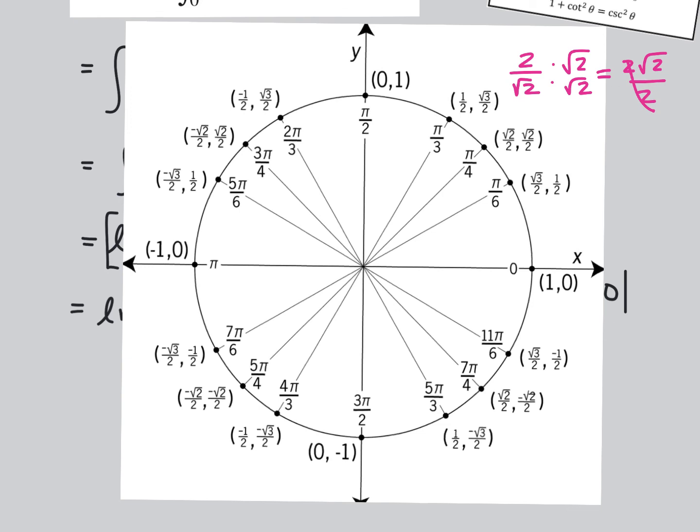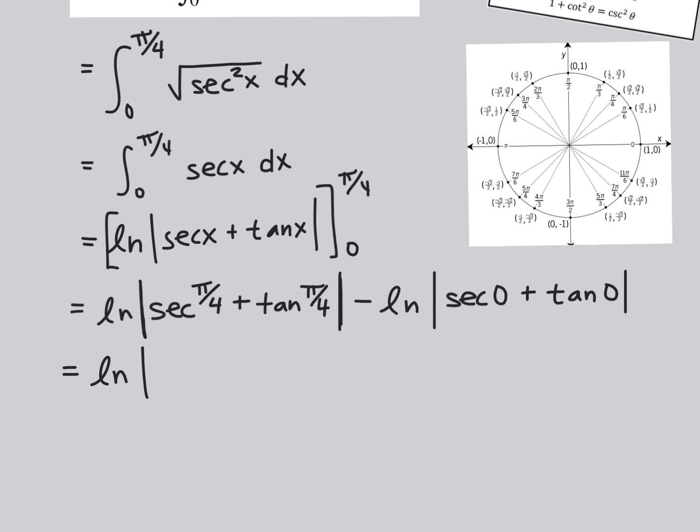Then the tangent is y over x. Well, in this case, our y and our x are the same, so the tangent at pi over 4 is just 1. So we can replace the secant of pi over 4 with root 2 and the tangent of pi over 4 with 1. Then we want to do the same thing for the secant at 0 and the tangent at 0.